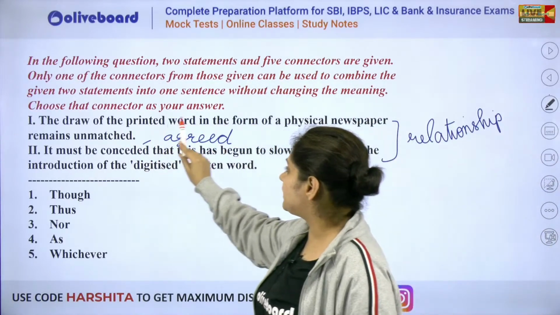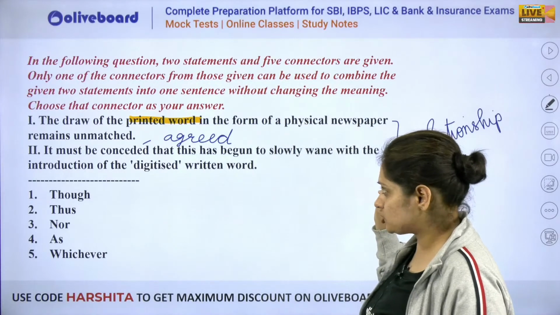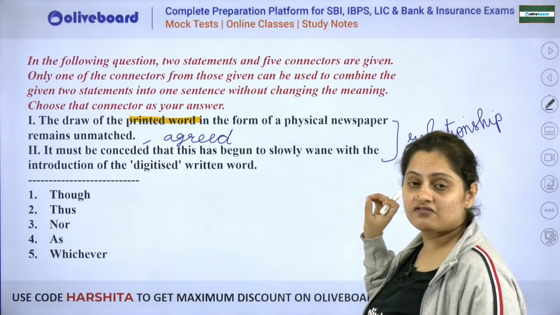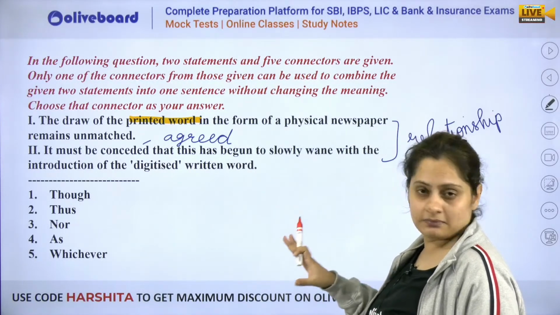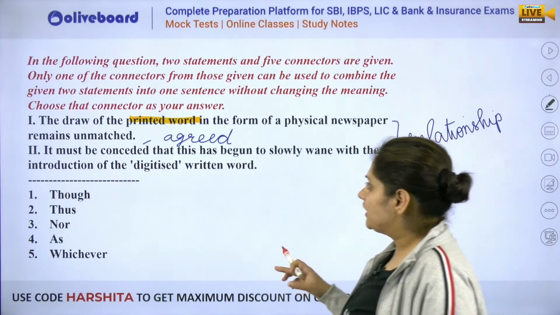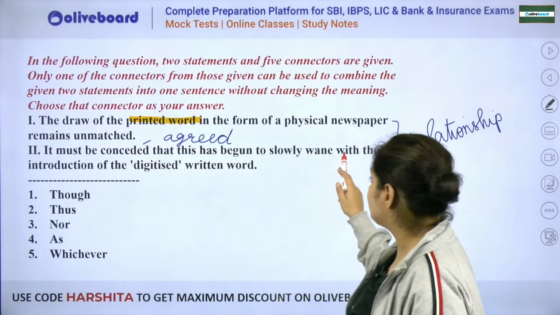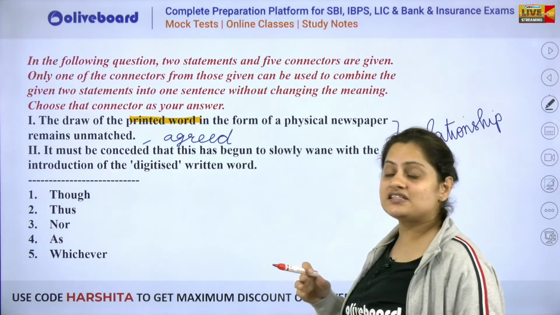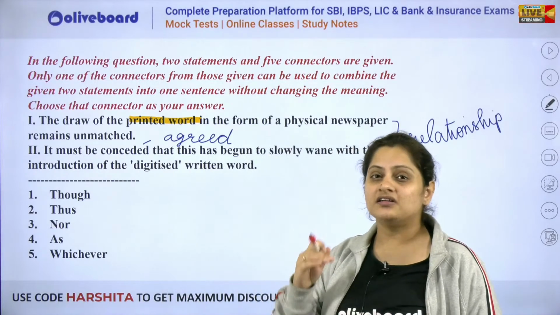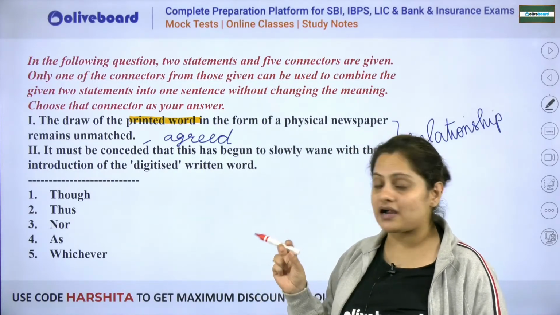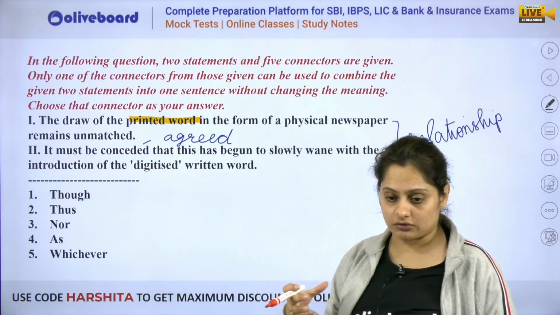The draw of the printed word in the form of a physical newspaper remains unmatched. Okay, like how newspapers have a physical, touch, printed form, that is unmatched. That can't be compared to anything else. It must be agreed, it must be conceded that this has begun to slowly wane with the introduction of, since the time the digital world has come, the digitized word has come, the printed format of the newspaper is obviously waning. Okay, it is going down.